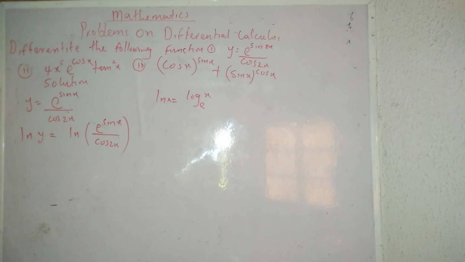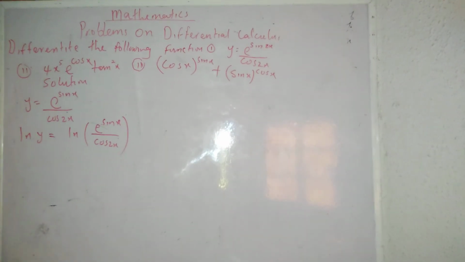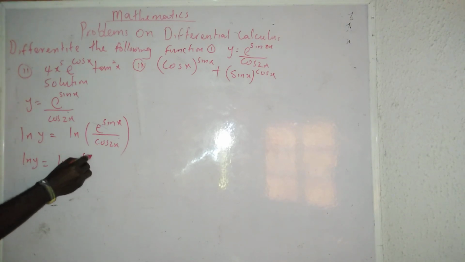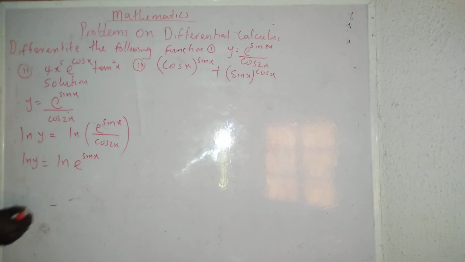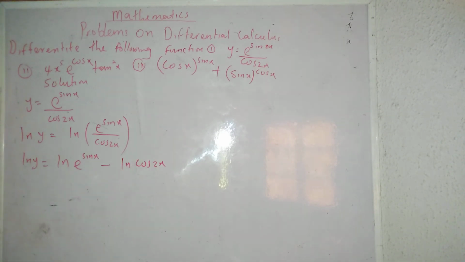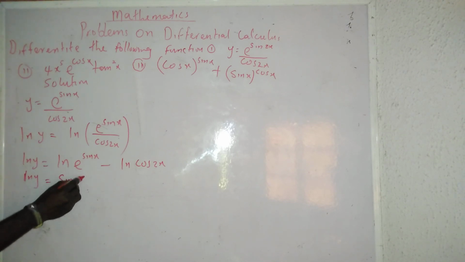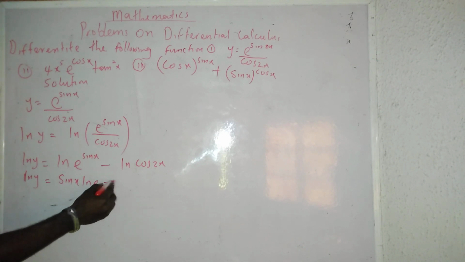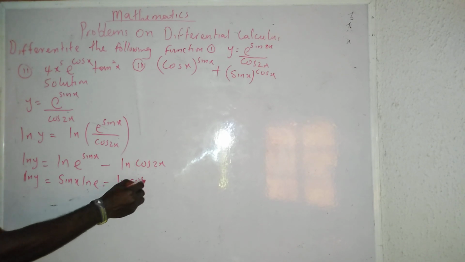I'm working towards logarithm. If I'm not very good in logarithm and I don't have the laws of logarithm here, there will be a problem. Now, with the law of logarithm, I can say that ln y equals ln e raised to power sine x minus ln cos 2x. At this point, I can say that ln y equals sine x ln e minus ln cos 2x.